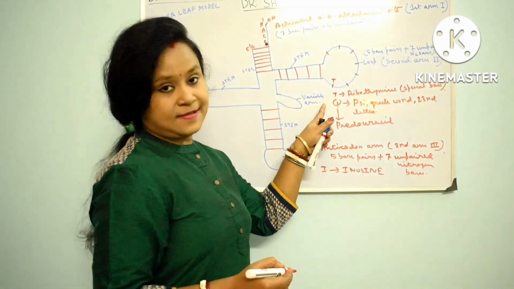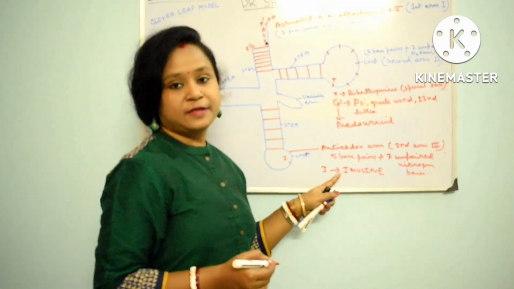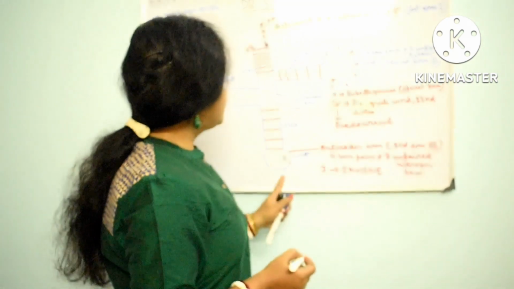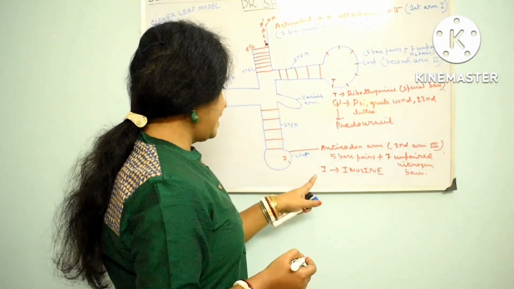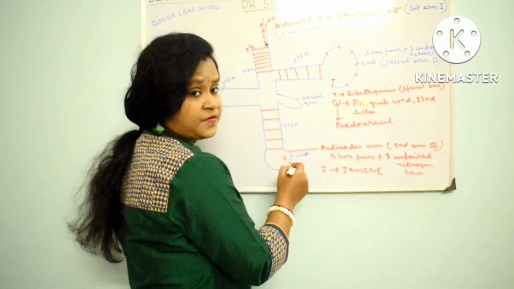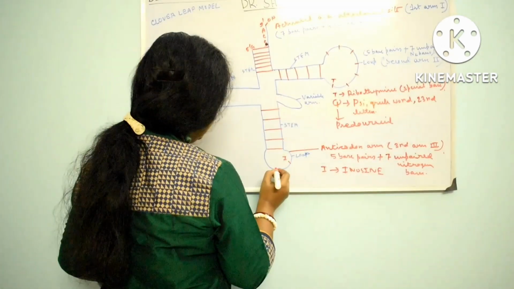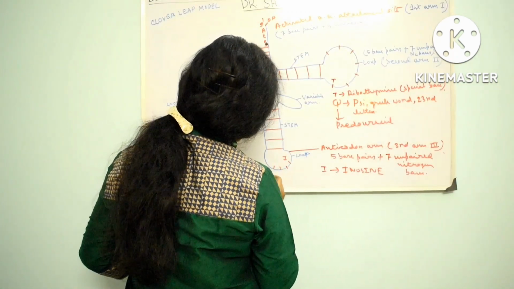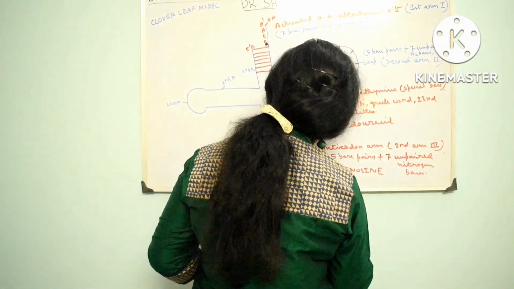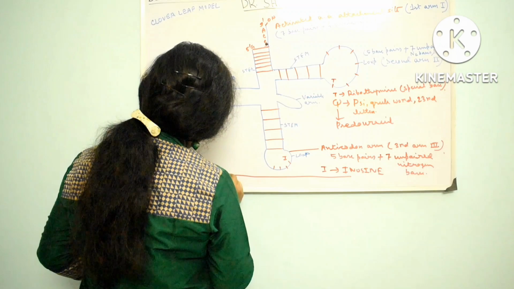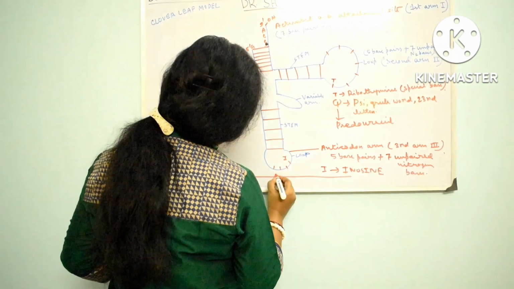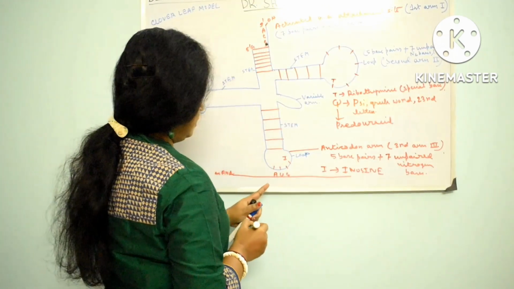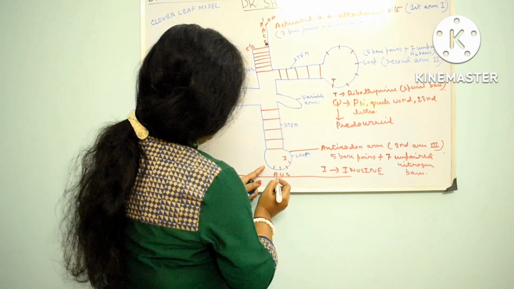Also, pseudouracil can't find its complementary base, so it cannot form a stem structure. For this inosine, here is a loop structure, and here three codons are present. Say, for example, the mRNA is here, and the mRNA carries AUG for methionine, the initiation codon. What base will be present here?